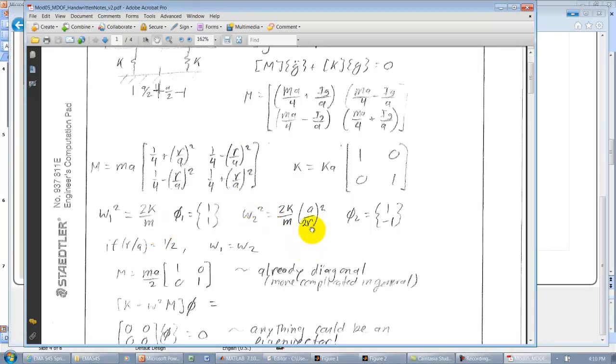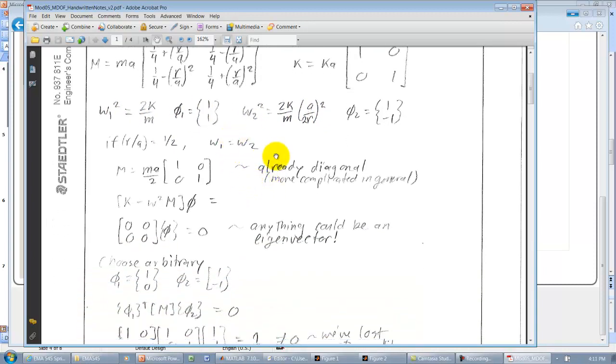For this system, it turns out we can solve analytically for the two natural frequencies, and what we find is that for a certain value of the radius of gyration, we get equal natural frequencies. If a over r is equal to 2, then the two natural frequencies are equal. And now, what happens when we go to try to find the eigenvectors?